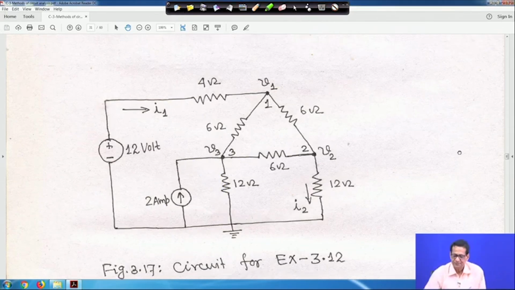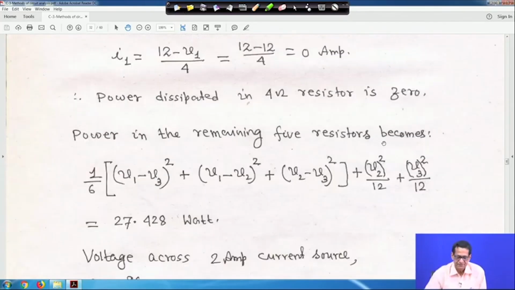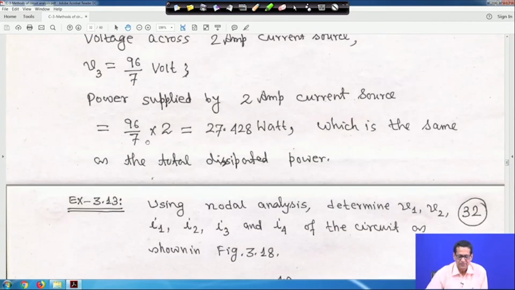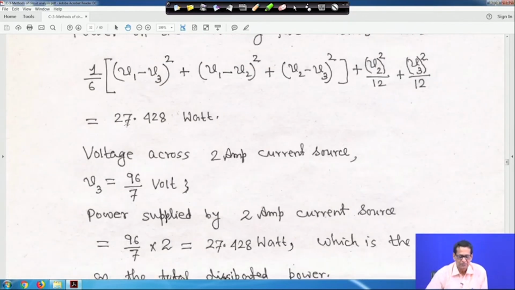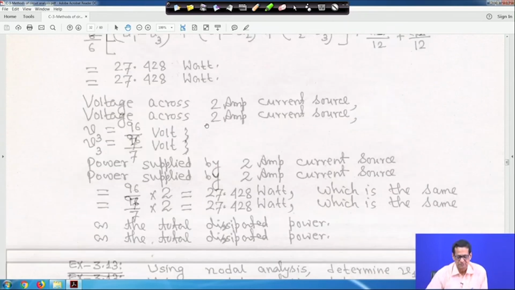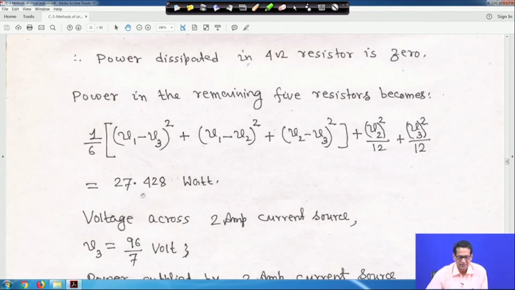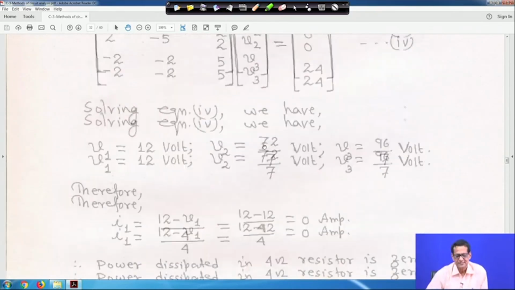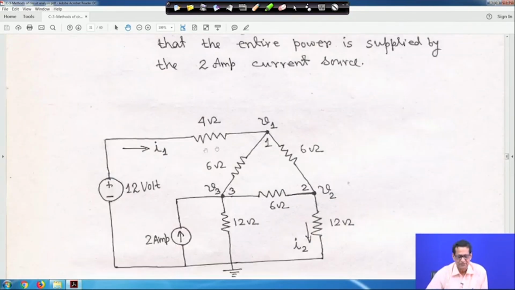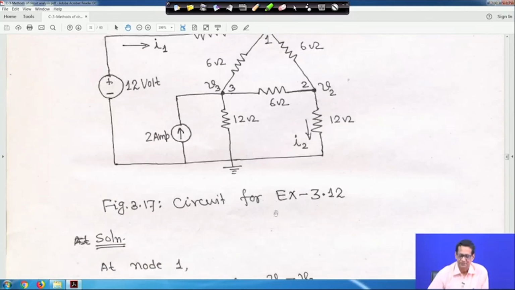So it is 96 by 7 into 2, so 27.42 watt. And look, 27.42 watt here also. So all the power is supplied by your current source, because in the circuit I1 is equal to 0. That means power supplied by the voltage source is 12 into I1, but I1 is equal to 0, so this voltage source is not supplying any power as far as this circuit configuration is concerned, right. So all the power is supplied by the current source only.